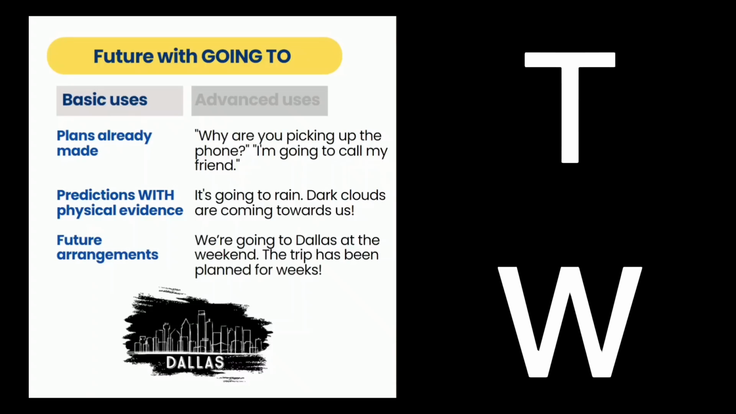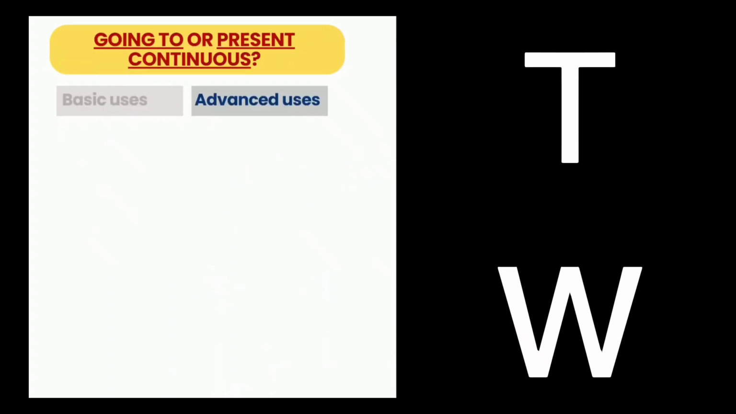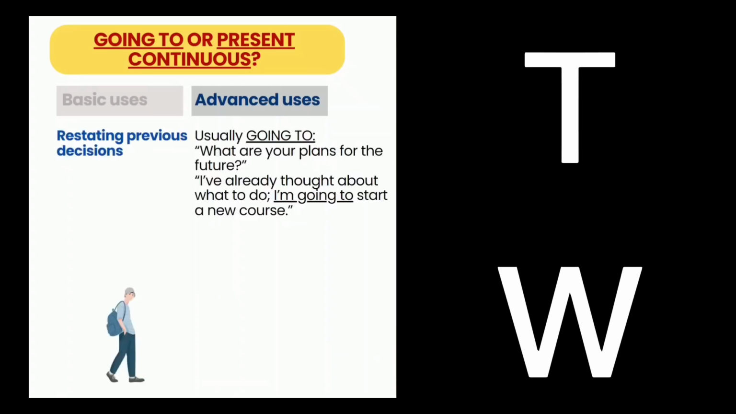Future arrangements also can use going to. We're going to Dallas at the weekend. The trip has been planned for weeks. Now, sometimes you have to choose between going to or the present continuous. Can we use both for future arrangements without a change in meaning? Well, often yes, but here are some things to be aware of.